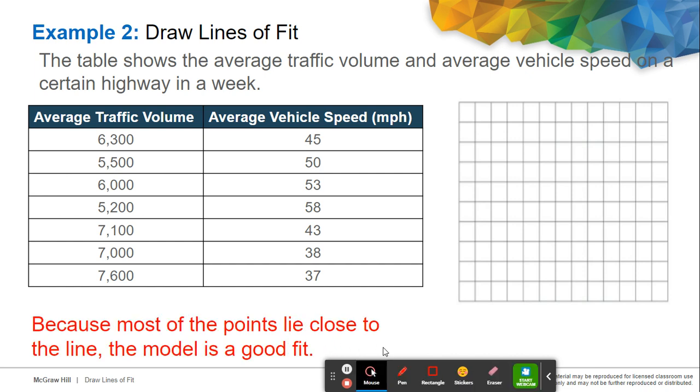Because most of the points lie close to the line, the model is a good fit. Don't forget to complete your graph and also write the conclusion based on our lines of fit.